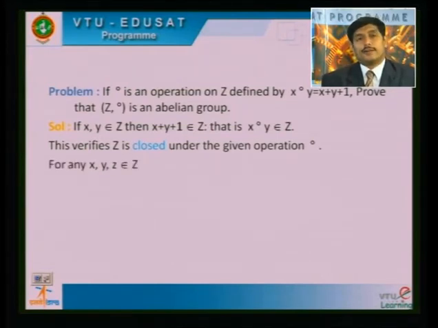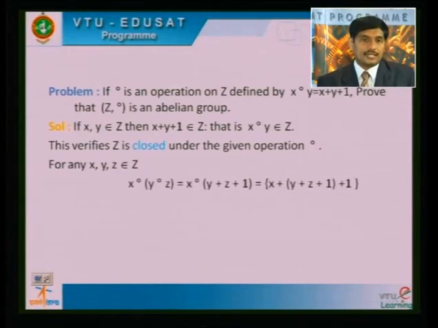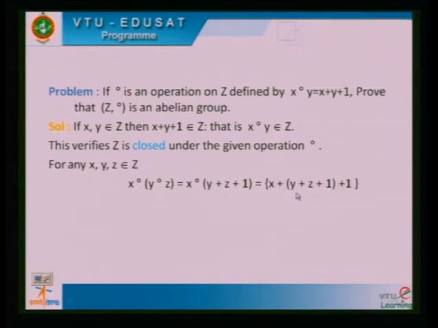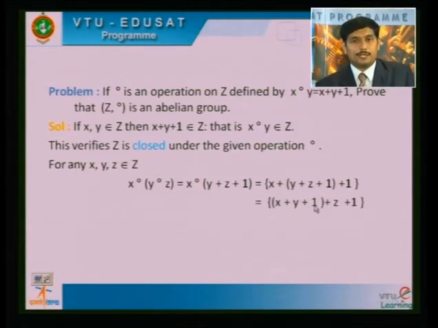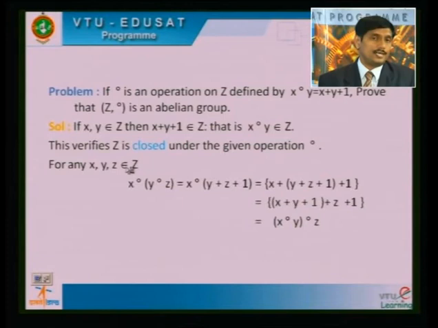Next we want to verify the associativity, that is, for any three elements X, Y, Z belonging to Z, we start with X operated on Y and Z. First we operate these two, that is X operated to Y plus Z plus 1, then again you can operate here: first element plus second element plus 1. Then X plus Y plus Z plus 1 plus 1, or you can take it as X plus Y plus 1 plus Z plus 1, then again this is the same as the operator, so associativity holds good. Or you can operate as I showed in the black diagram.